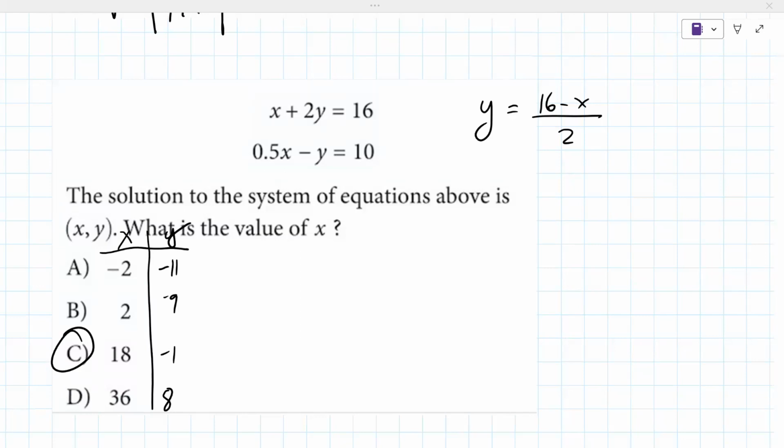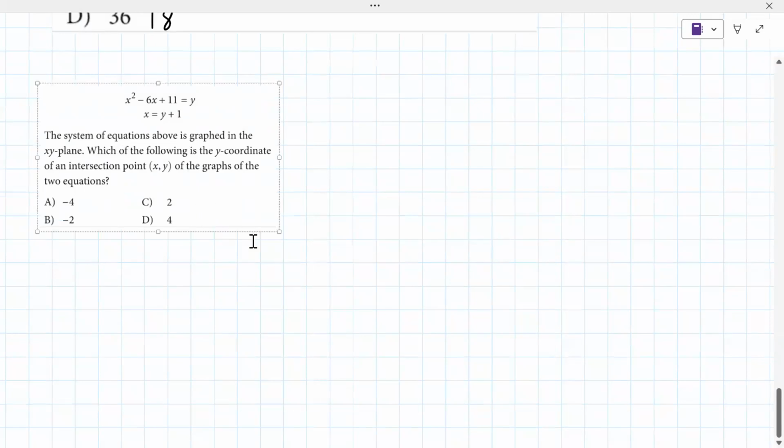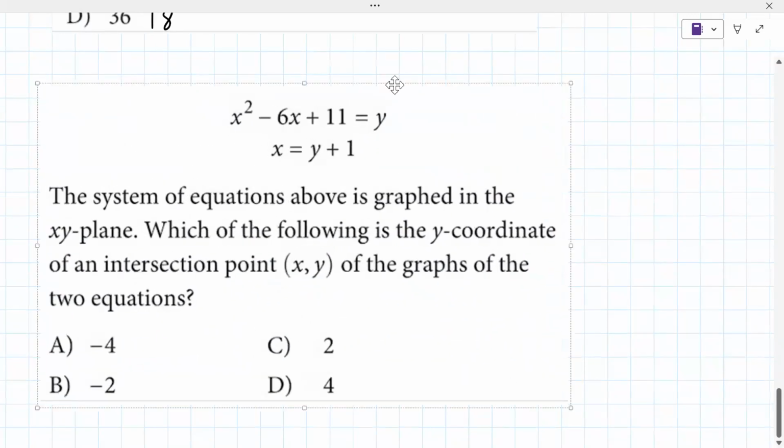All right. Now the table method actually works for more than just linear systems. This is a nonlinear system. It's nonlinear because the first one's a quadratic, second one's a line. This is asking for the y values.